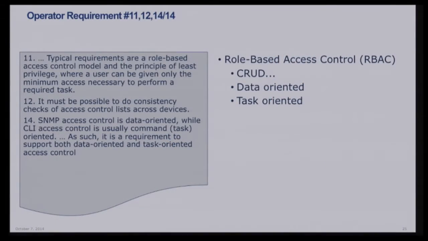Things that are usually kind of put on afterwards are things around AAA, right? So we would like to have a way of describing role-based access control using, of course, create, read, update, delete primitives that is both data-oriented, so you can express things like, well, junior engineers can only see customer-facing Ethernets, while senior engineers can see everything, including BGP configuration.